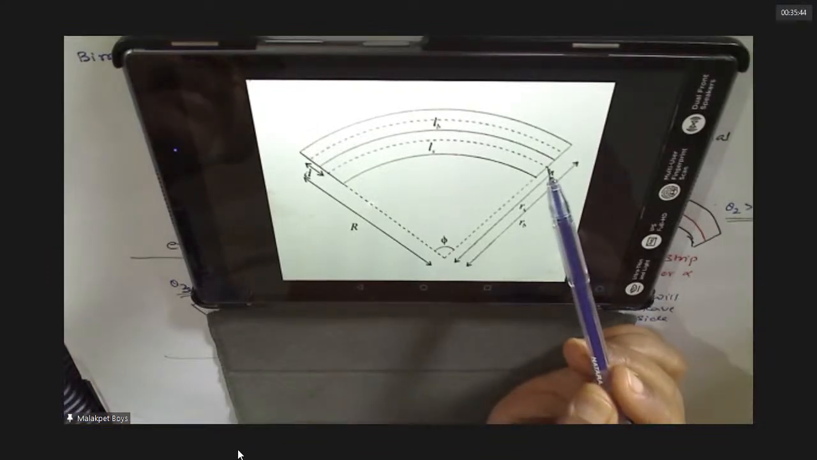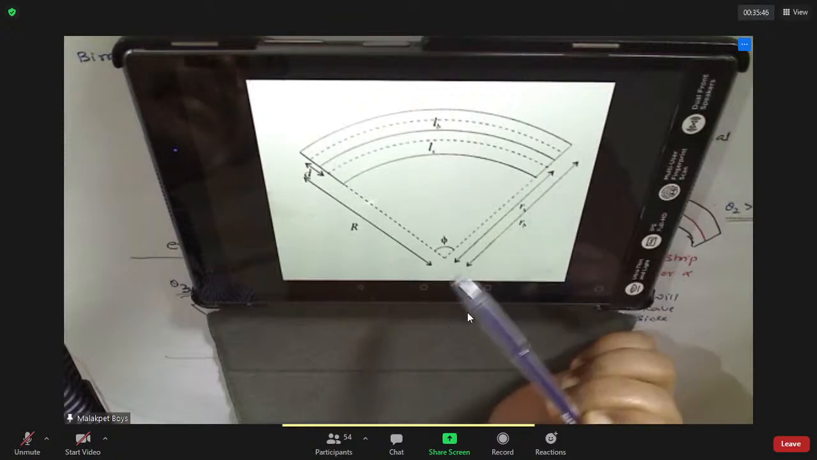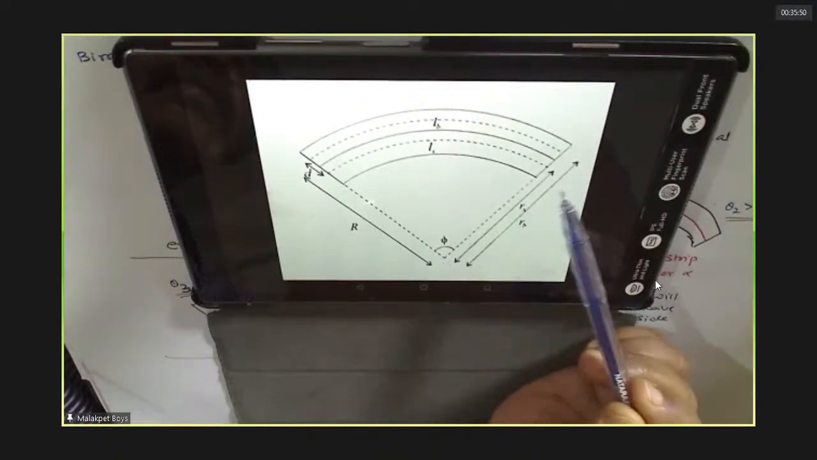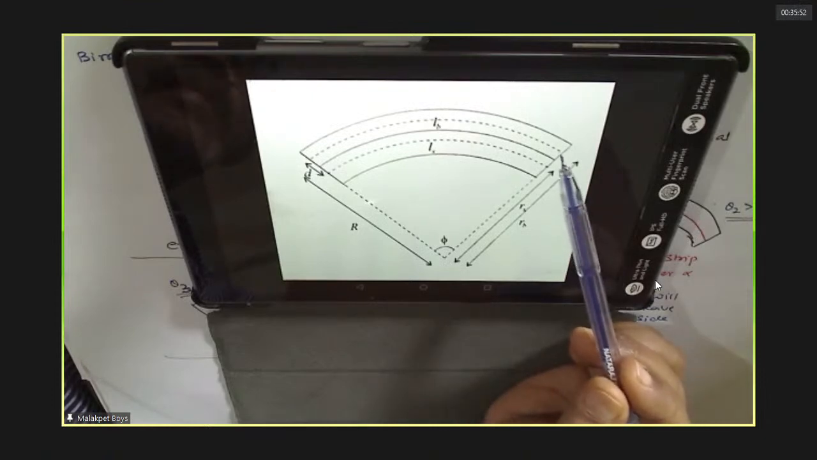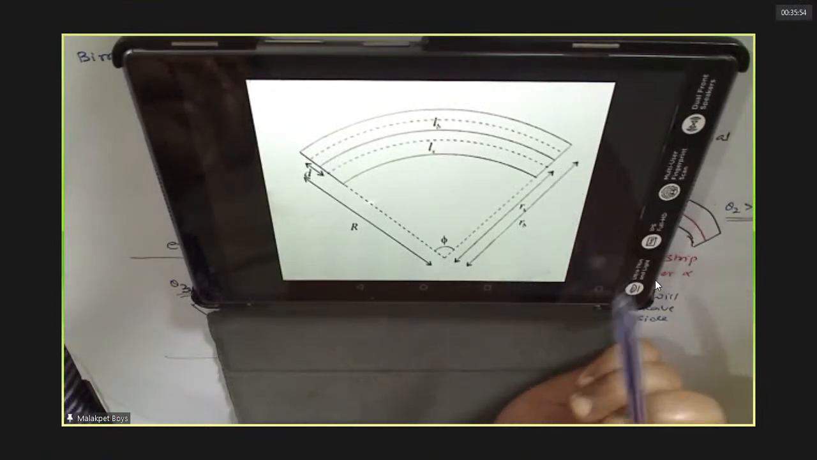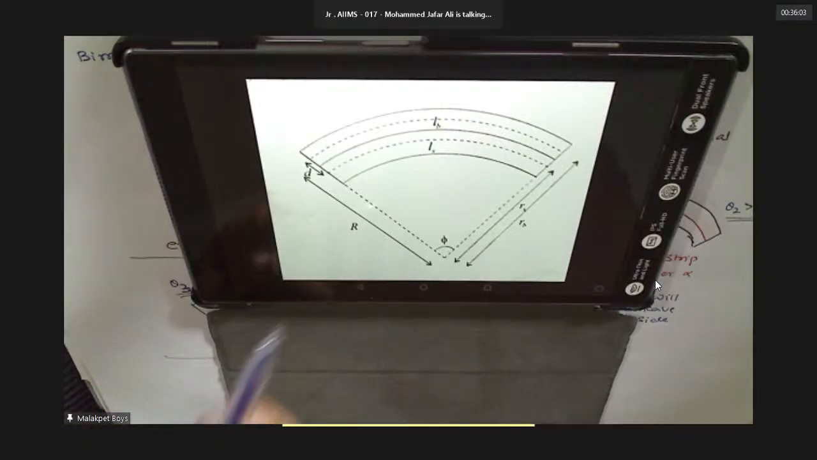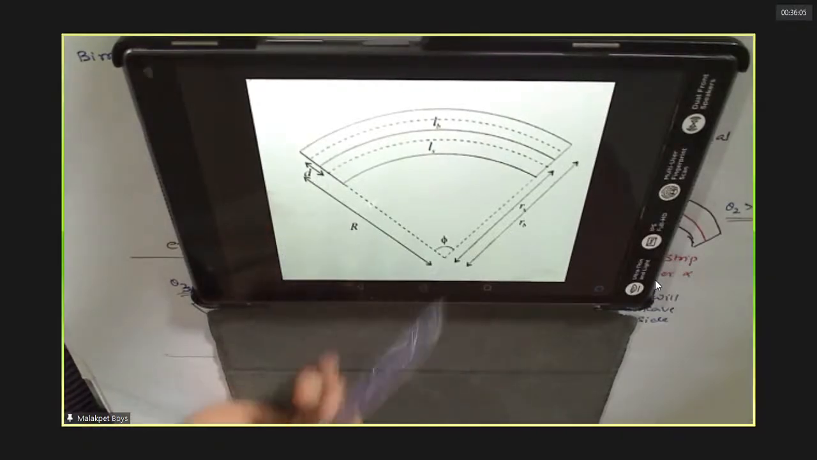See, from the center of the lower strip to this center, this is R1. From here to here, R2, from the center of the second strip. And the distance between these dotted lines is small d. And from the middle of this to this, it is capital R. Understood this?